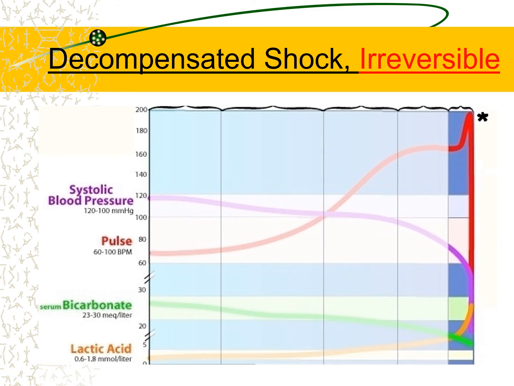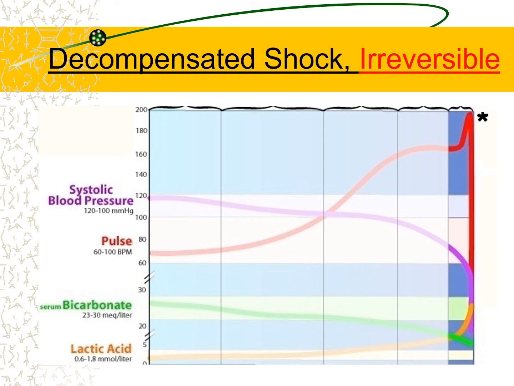This irreversible late stage of shock is also called decompensated shock. And quite frankly, I like that term better because it tells you exactly what's happening here. The compensatory mechanisms are now ineffective. They are decompensated. Okay? We have microvascular and organ damage that is now irreversible. That's the same thing as saying it is untreatable.